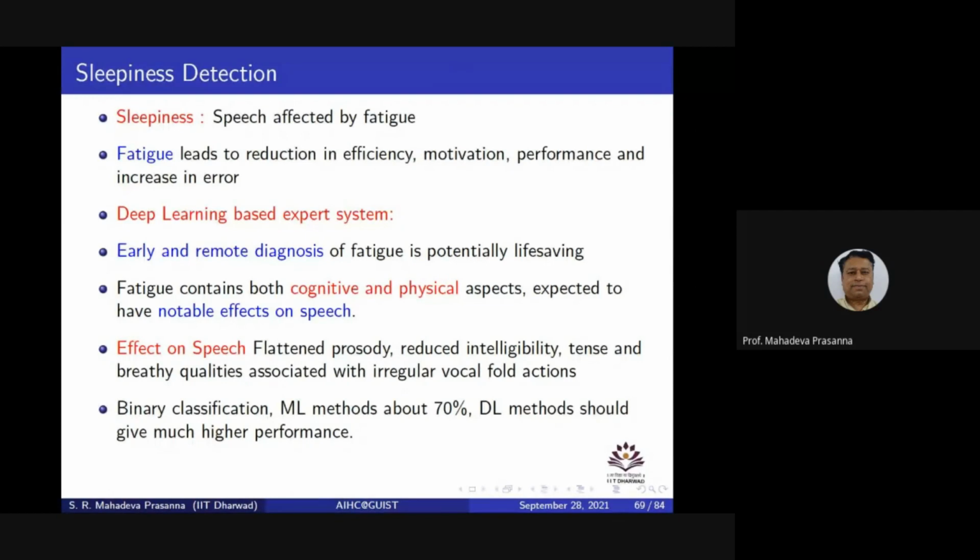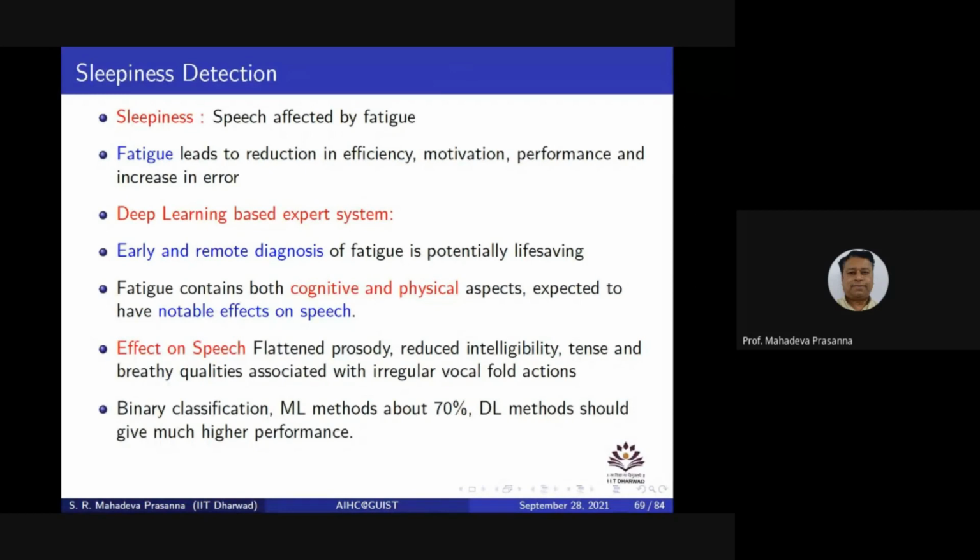Of course, there are attempts at driver sleep detection systems earlier, where you fix a camera and focus on the eye movements, eyeball movement, or whole face monitoring. You can do so many things. We can do it using the speech modality also. Suppose the person produces speech, the nature of the speech will be different. For example, the effect of sleep on speech is a flattened long-term information we call prosody.